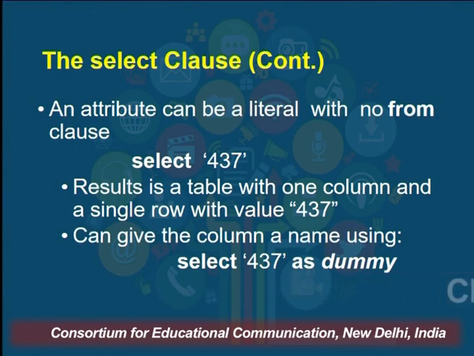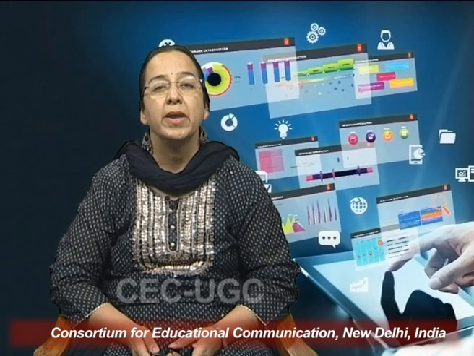A literal actually means a constant, we can say. So if we want to use an attribute as a constant, we can skip the from clause. Now an attribute can be a literal with a from clause also. In the previous example we saw an attribute as a literal without the from clause, but we can also have an attribute as a literal with the from clause.